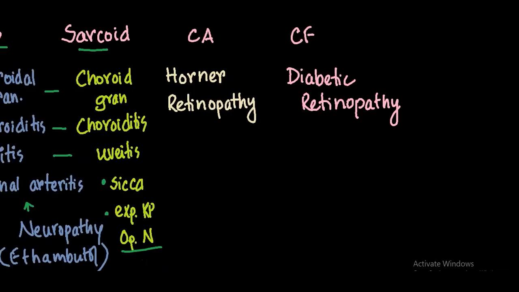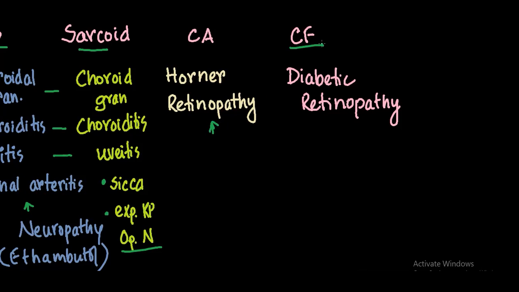Carcinoma can cause Horner syndrome, especially if the cancer is in the apical region, the Pancoast tumor, that will cause a Horner syndrome, classically ptosis, miosis, anhidrosis and enophthalmos. And that ptosis is usually partial. Then it can cause the carcinoma-associated retinopathy.